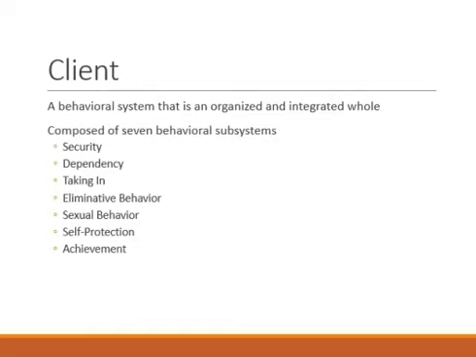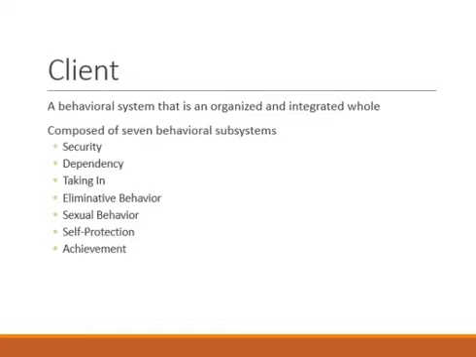Sexual behavior is next, and it's the fifth element. The sexual subsystem has gratification and procreation of the species as its goals, and it involves the complex activities of identifying gender roles, undergoing sexual development, and participating in sexual activity. So it manifests itself in courting and mating behaviors.